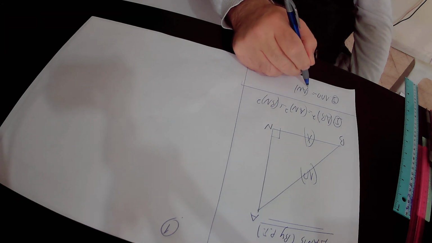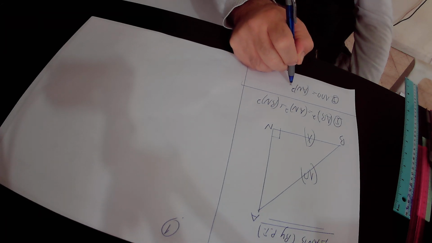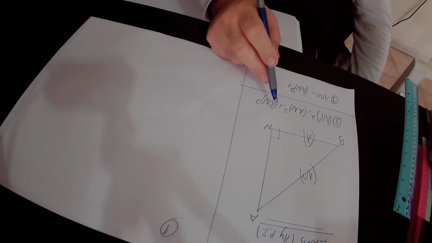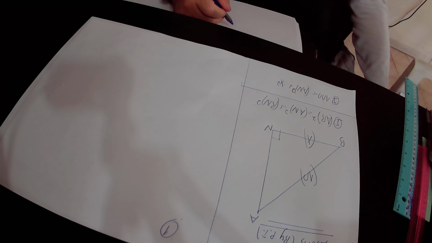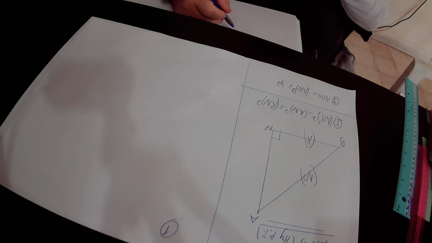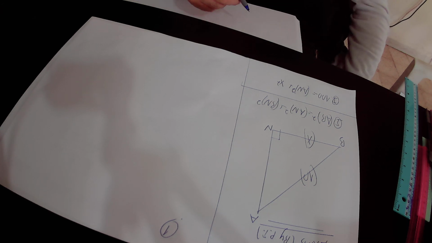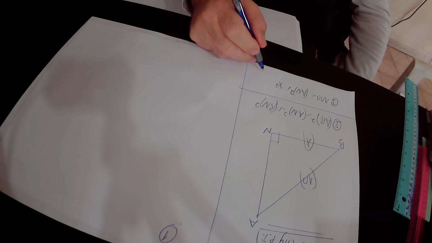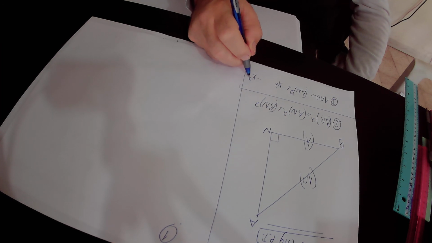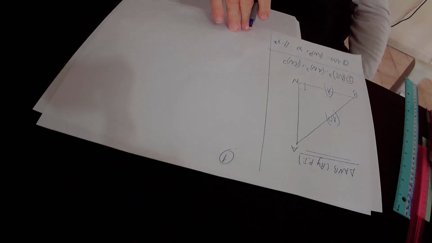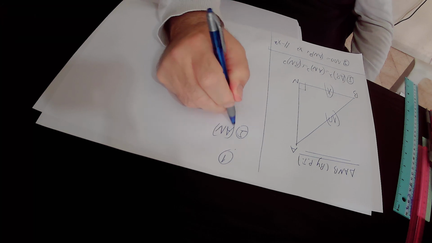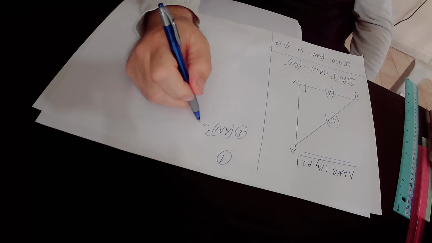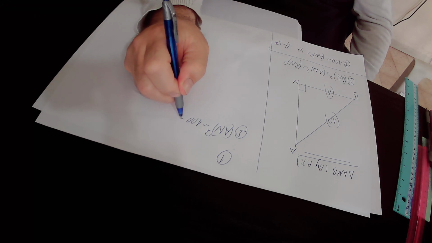AN square plus BN square. BN is x, therefore BN square is x square. The conclusion is that according to equation 1, 100 equals AN square plus x square. Here we subtract x square from this equation 1. And finally we get that according to this equation 1, AN square equals 100 minus x square.